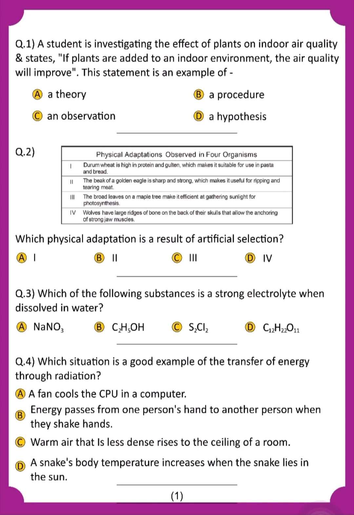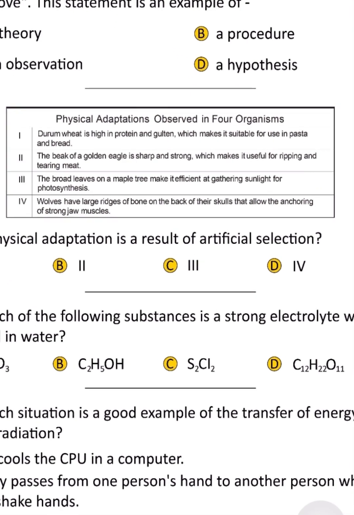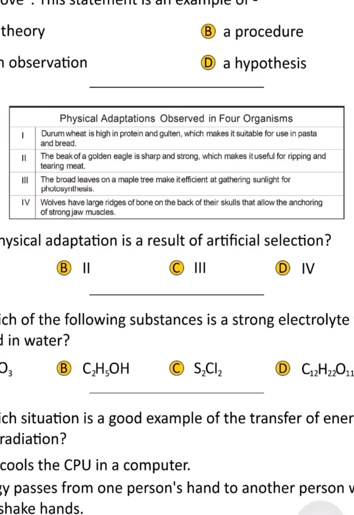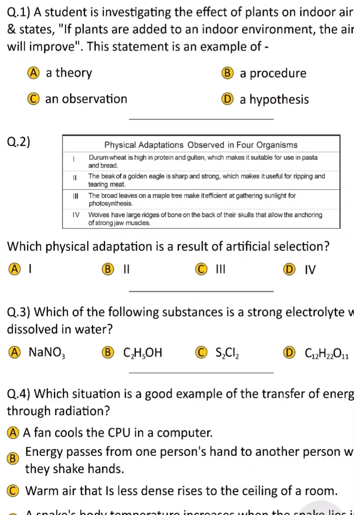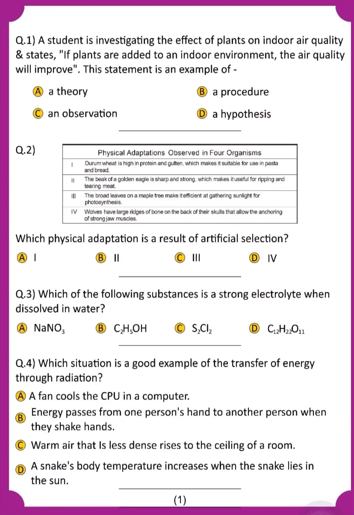Question number 2. Now a small table is given over here. Physical adaptation is a result of artificial selection, and that goes for option number 1. That is, durum wheat is high in protein and gluten, which make it suitable for use in pasta and bread. Question number 3. Which of the following substances is a strong electrolyte when dissolved in water? So the correct answer here is option number A, NaNO3.